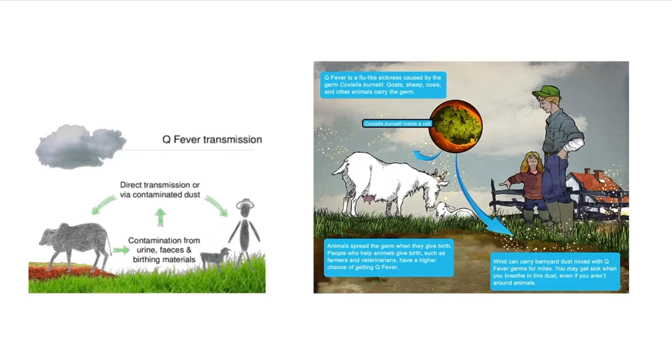So this is the diagram for the Q fever transmission. It is transmitted from the cattle to the man. That means it's a zoonotic disease. The contamination from the urine, feces, when it comes in contact with the man, the disease is transmitted.